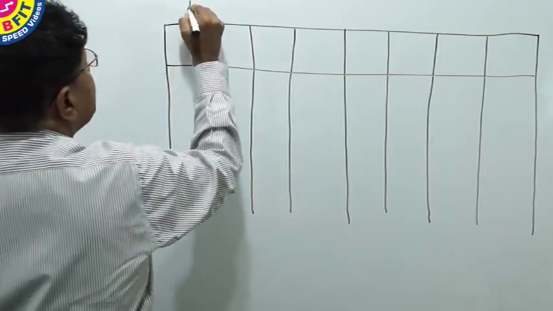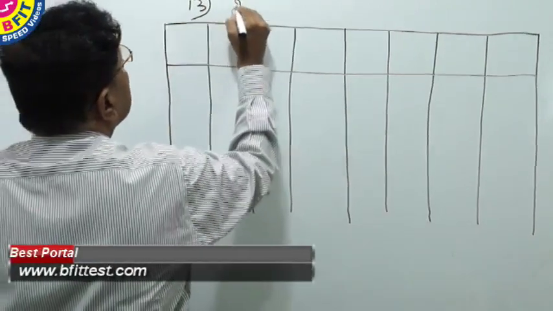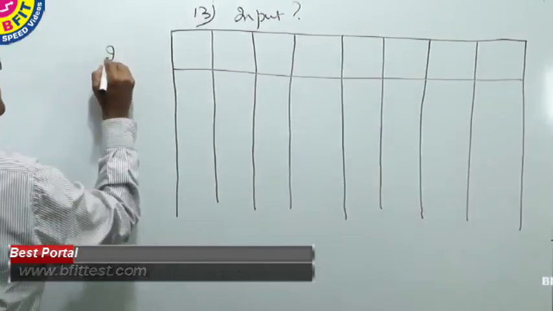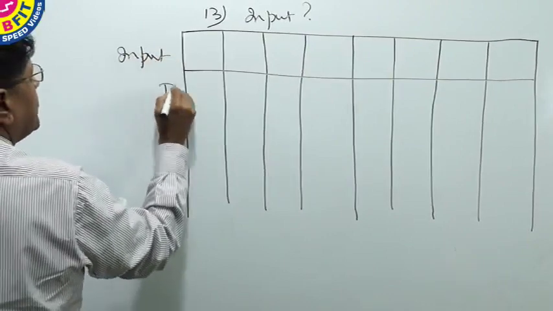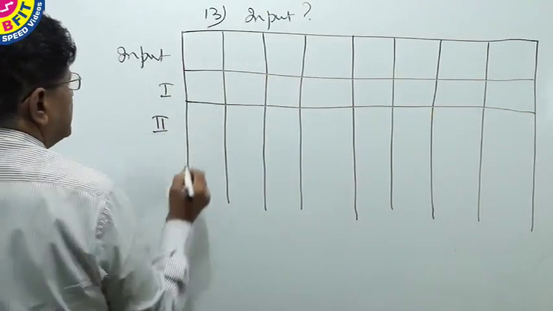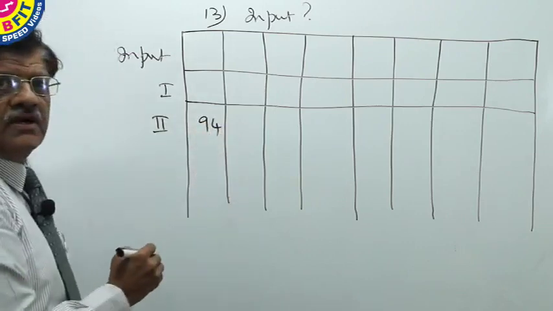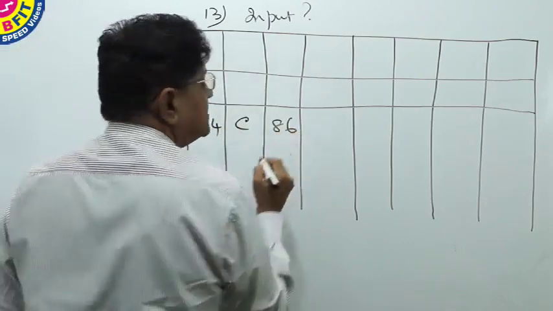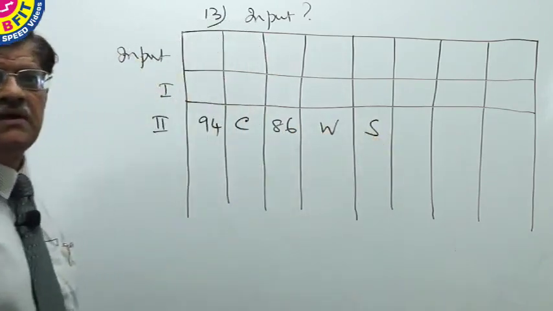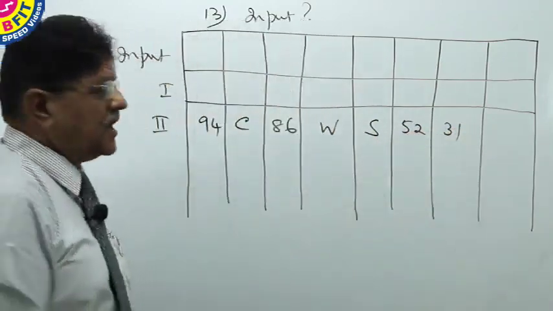So question number 13. What is it asking? What is the input? That is the question. Input we do not know. Step 1 we do not know. Only step 2 is given. What is step 2? 94, C, 86, W, shut, 52, 31, house H.